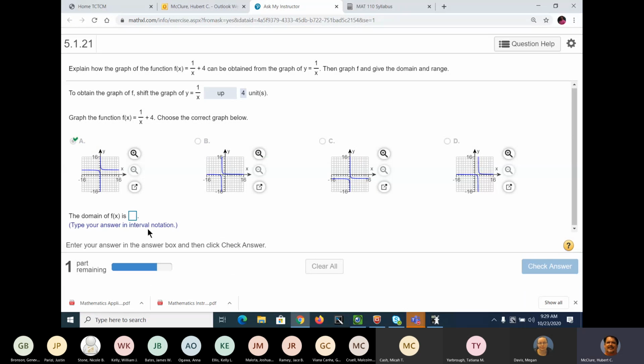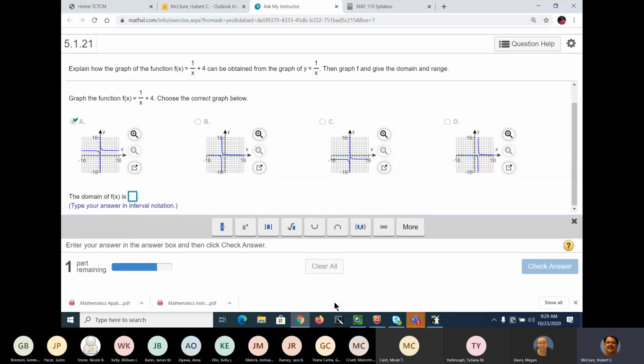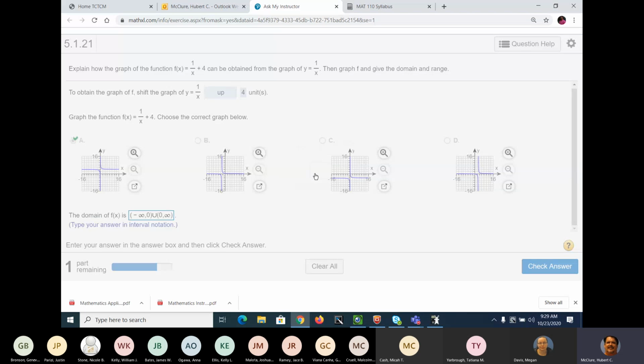The domain is negative infinity, and you'll have to type this in because it says interval notation. So negative parentheses, negative infinity, comma, 0, close parentheses, union, because they don't overlap, parentheses, 0, comma, positive infinity. And we feel good about ourselves.